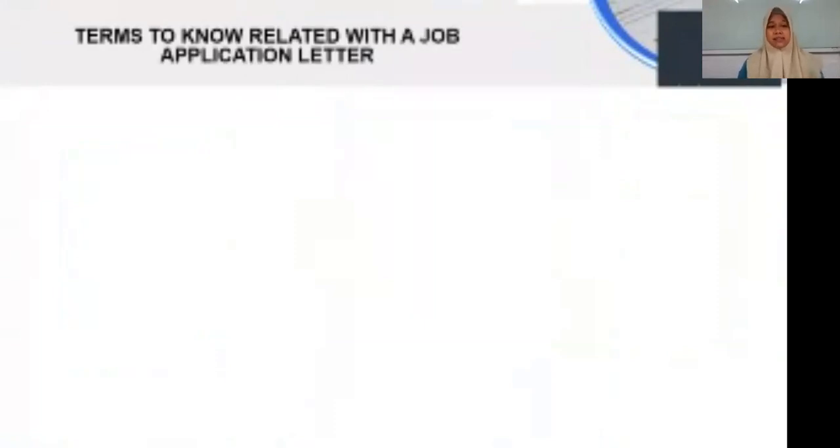Yeah, the next one that we are going to discuss today is the terms to know related with a job application letter. So sometimes people get confused about some terms or vocabulary related with job application letter. And I think it's very important for us to discuss a little bit about this.